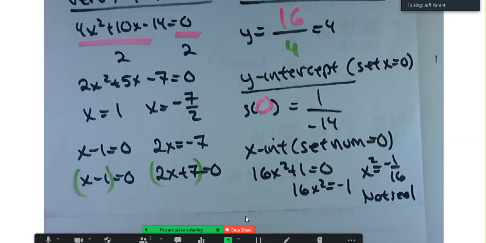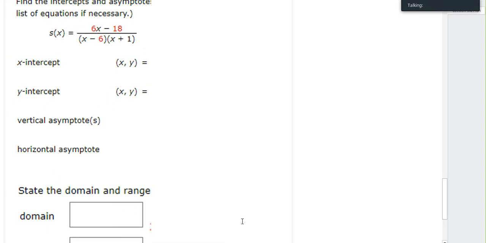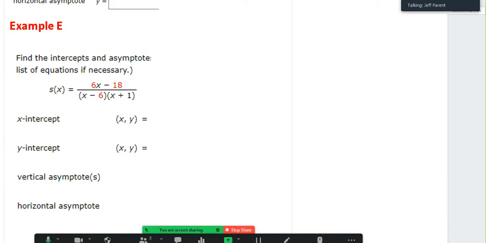Almost done here. Let's see if we can read off some of these things here. How about the vertical asymptotes for example G? Have we done enough work here that we can just read these off? What would be the vertical asymptotes? Oh, it's 6 and -1. x equals 6, x equals -1. Perfect. Somebody at home, maybe throw something in the chat.